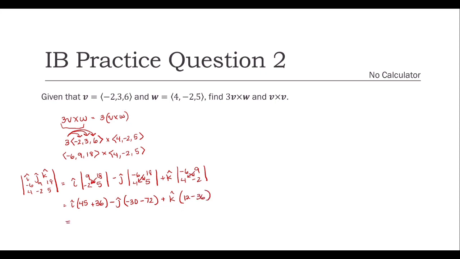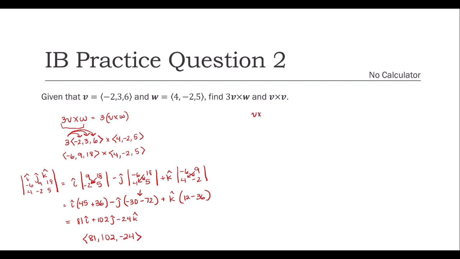So this gives us 45 plus 36, which is 81i. And then we have -30 minus 72. The inside part here would be negative 102, and then it's a negative that, so plus 102j. And then for k, we have 12 minus 36, which gives us negative 24, so minus 24k. So our vector would be (81, 102, -24).